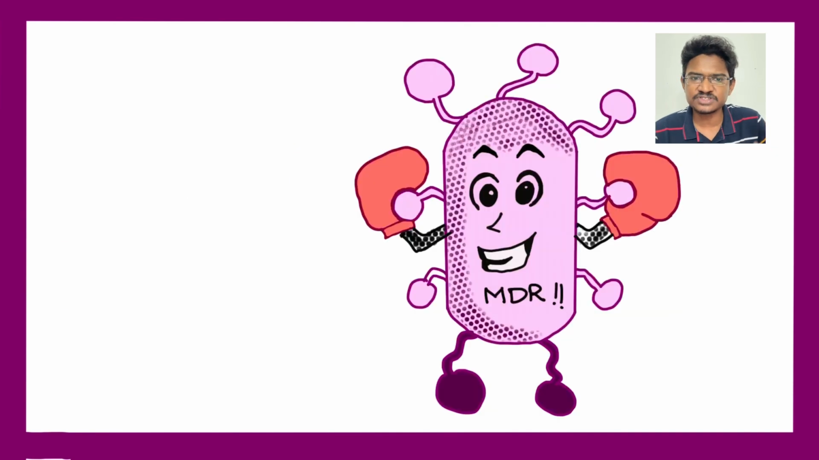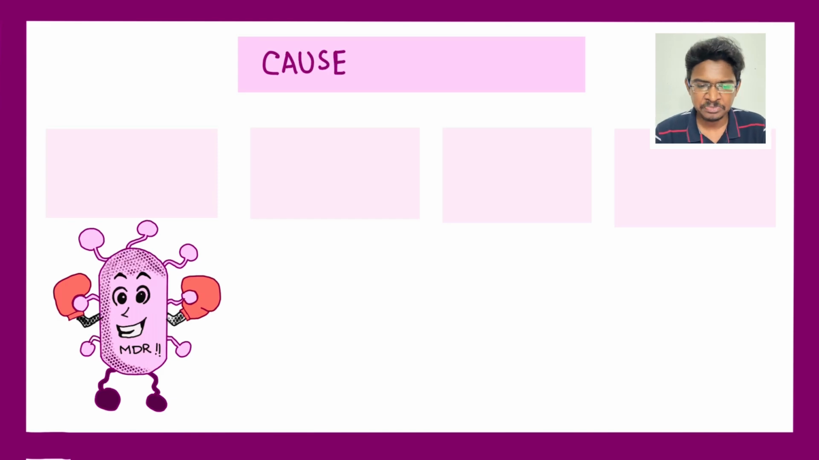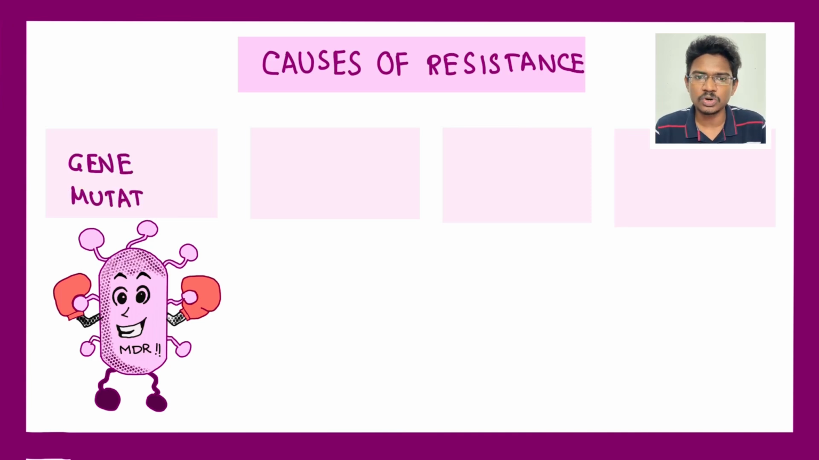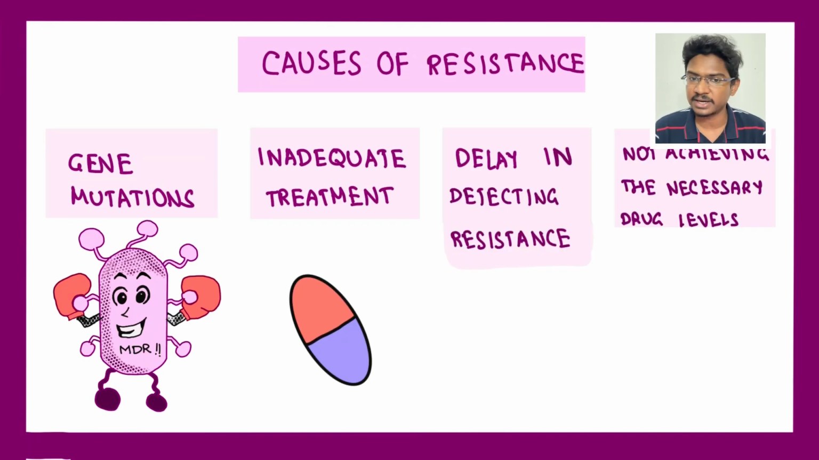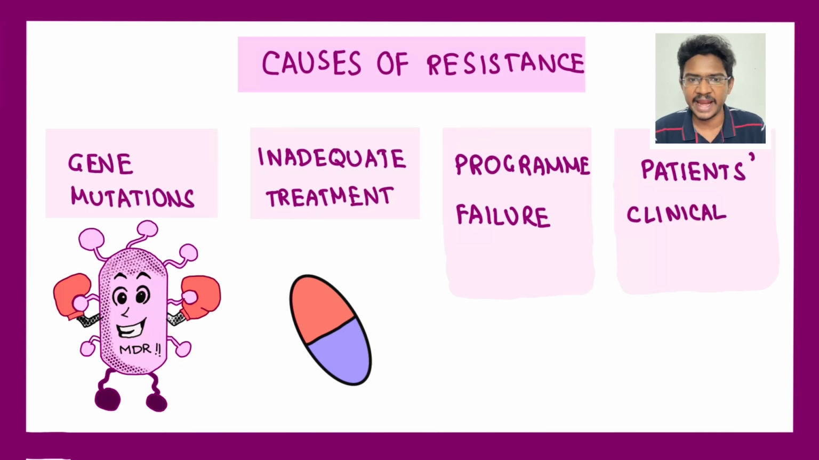Now let's see why this resistance happens. Four reasons they have given. One is gene mutations within the bacilli, rendering it not acted upon by our ATT. Next is inadequate treatment, and next is program failure, where it is difficult to diagnose, or it is diagnosed late after the development of resistance. So it can be a part of a program's failure in detecting and treating MDR-TB. And it can also be the patient's clinical characteristics which are rendering it resistant to the ATT.